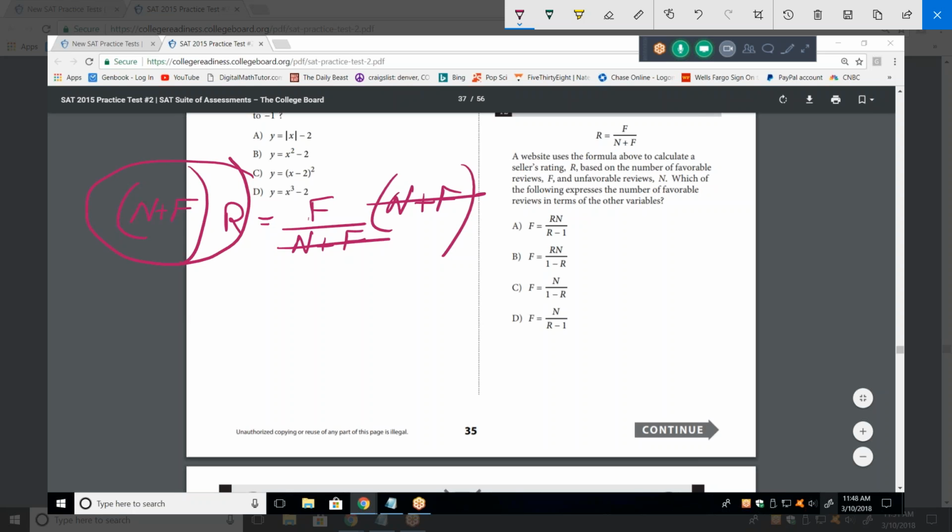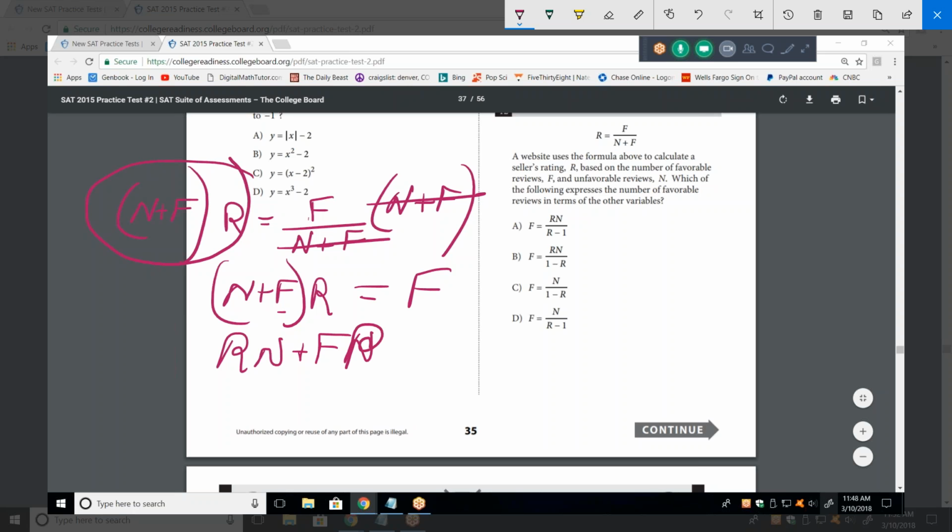That can't be an answer for F. When you are solving for a variable, you have to get it isolated all by itself and have none on the other side. I still have an F over there. So what's the next step? Get rid of parentheses. Get rid of denominators, get rid of parentheses. Multiply everything by everything. So I have R times N plus F times R equals F. Now I've got no more denominators, no more parentheses. Now what?